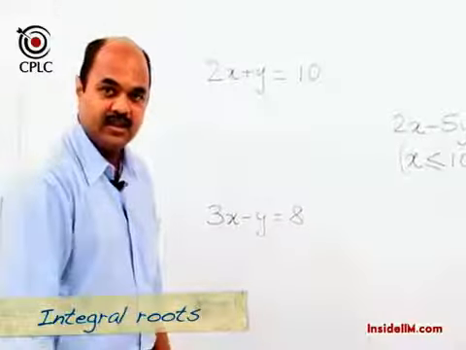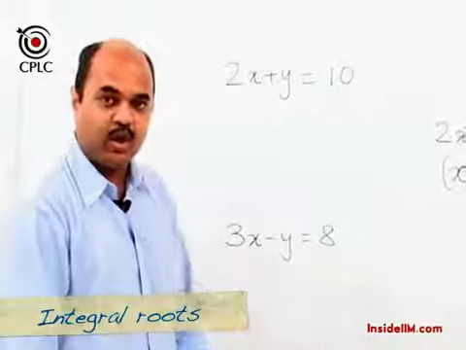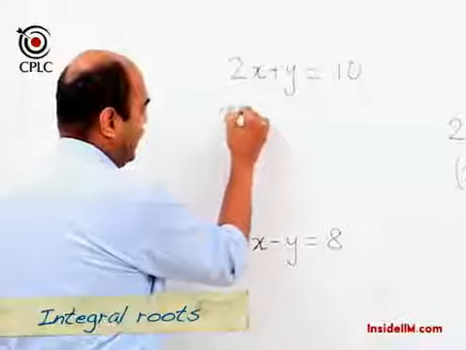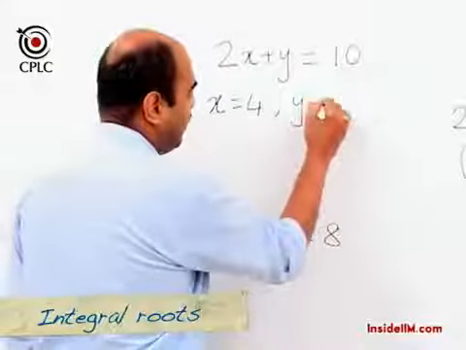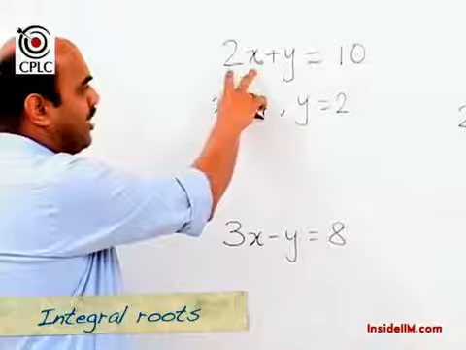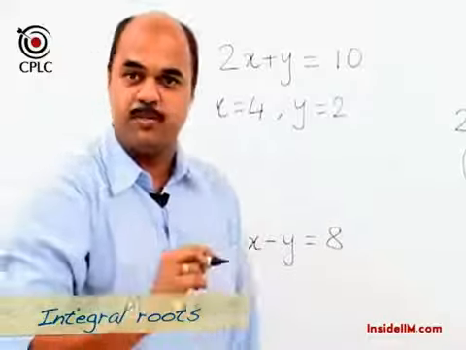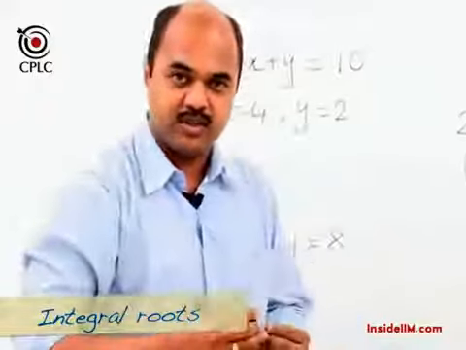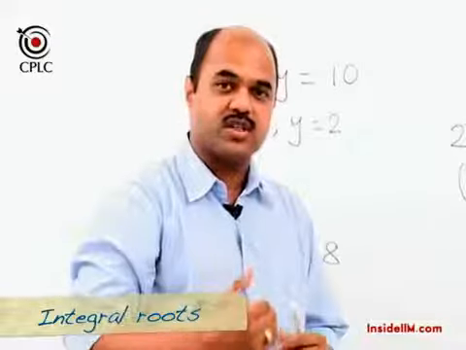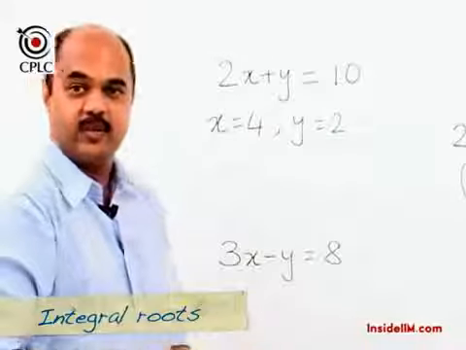2x plus y is equal to 10. Now if it is mentioned that the value of x and y can only be integers, then one possibility is that x can be equal to 4 and y can be equal to 2. Because the moment you put x equal to 4, you get 8 plus 2 equal to 10. So 4 comma 2 for x comma y would satisfy such an equation. And now that we are told in a problem that the roots can only be integers, how do we move on and look at other possibilities?